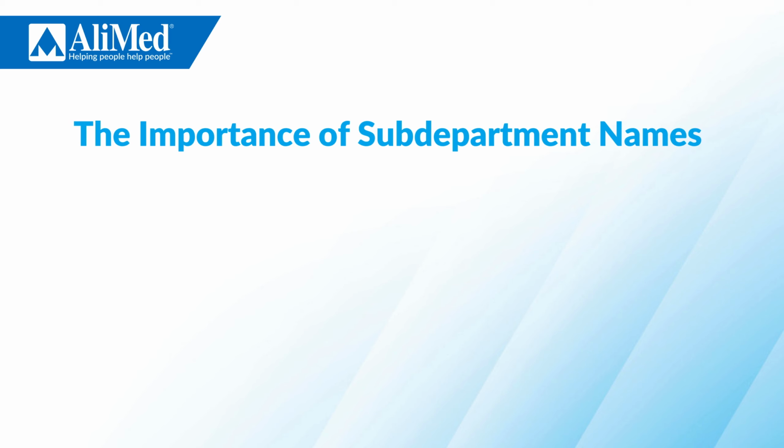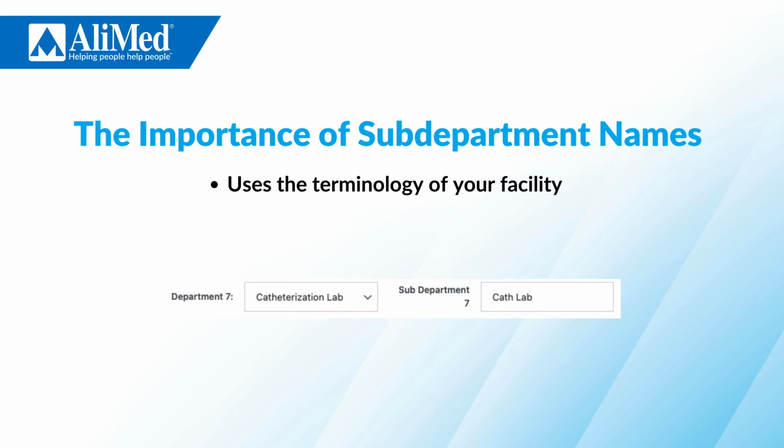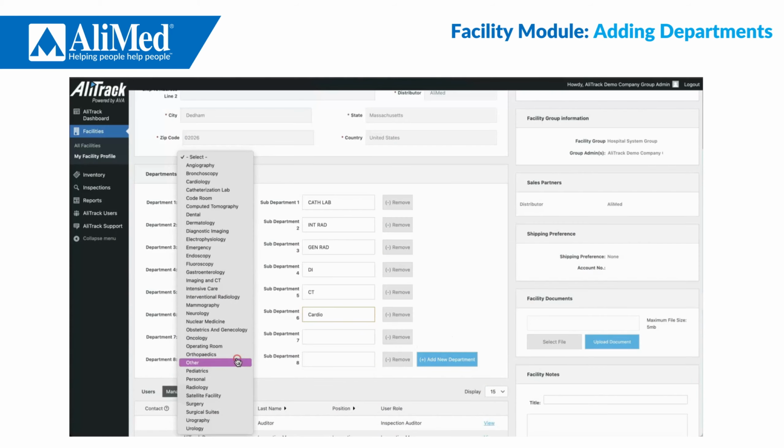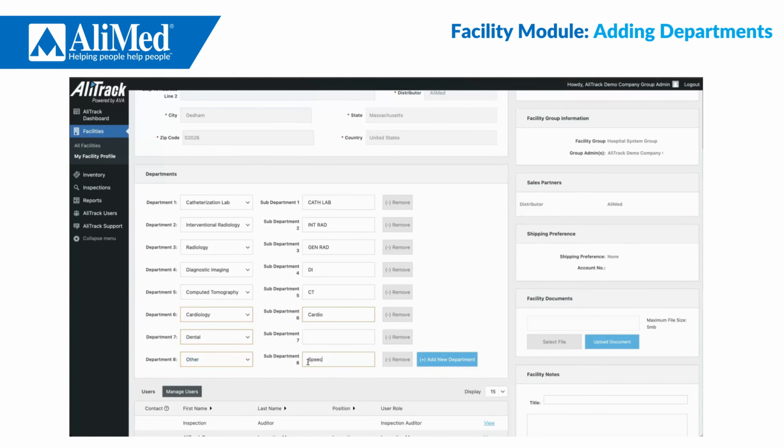Why choose a subdepartment name? Your facility may use different terminology than the built-in choices. If your department name isn't listed, choose Other as the department, then enter a name in the subdepartment field. Continue to add as many departments as needed. Then scroll back to the top to save your changes.